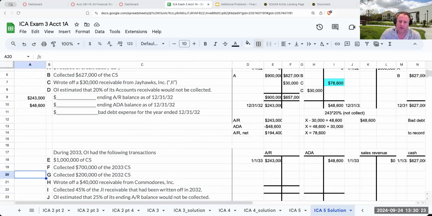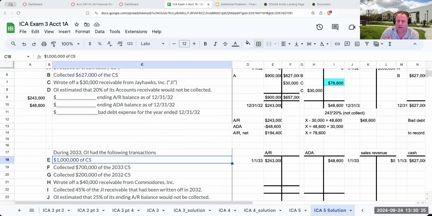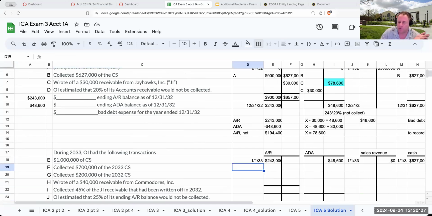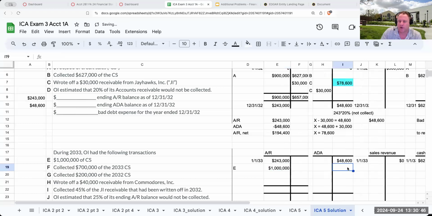So going here to 2033. I had 1 million of credit sales, right? This is not cash sales, but these are sales on credit. So letter E is going to be 1 million. And for every debit, I need a credit. I'm going to go ahead and credit sales revenue, right? So this is for letter E.